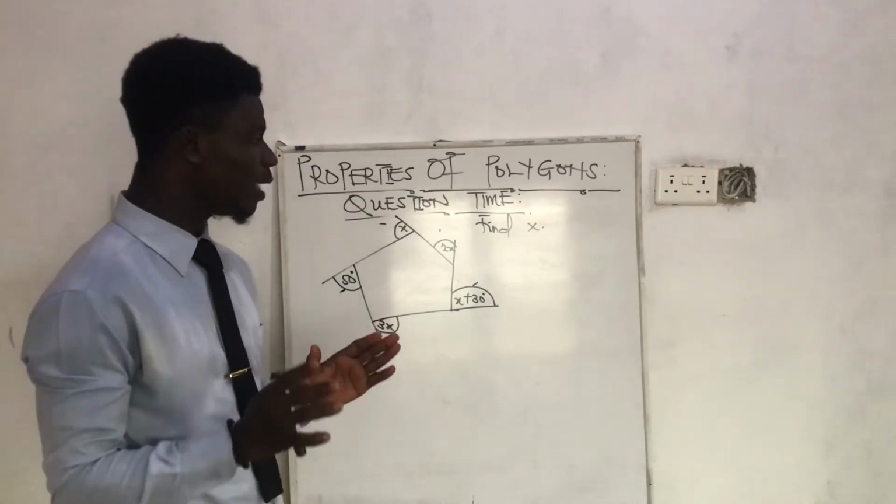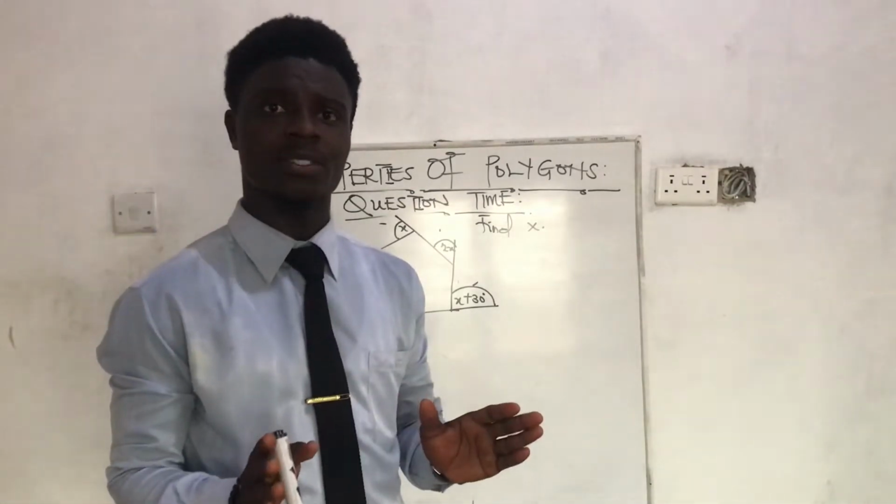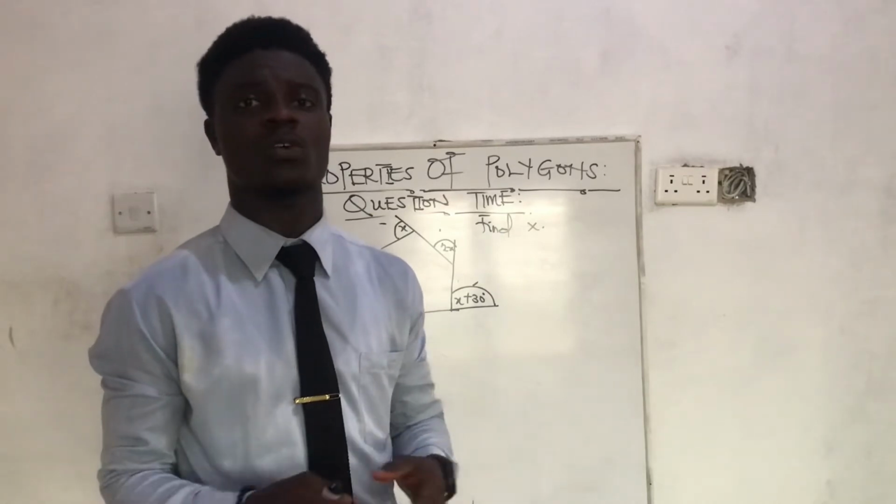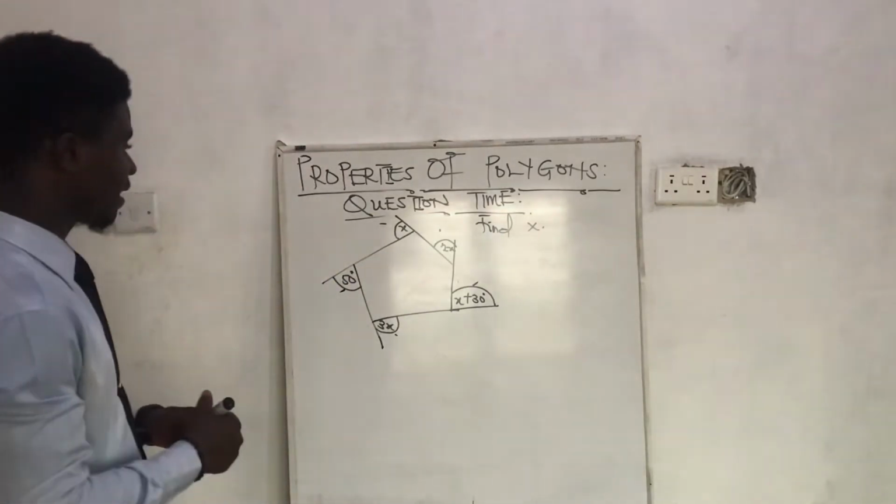So now we all know that the sum of exterior angles of a polygon is 360 degrees.